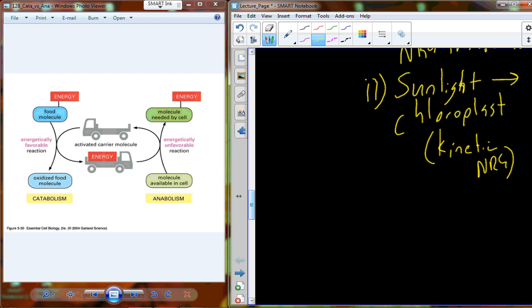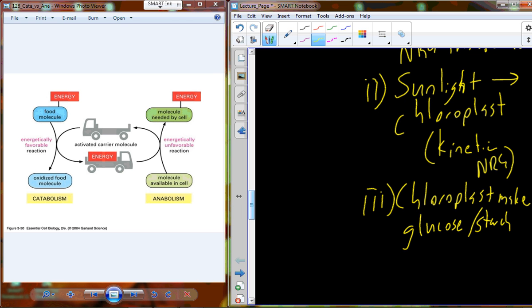By the way, this process of using a packet of light called a photon to reorganize electrons to generate a new molecule of glucose is a form of kinetic energy. And we're using a chloroplast to make glucose.